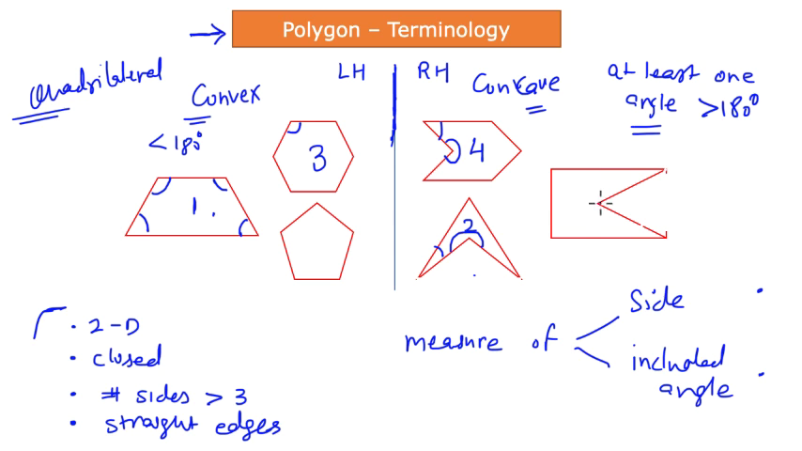So what is the included angle? If I look at shape number 5 here, for example, you can tell that this angle that I'm putting here in blue is more than 180 degrees. So this is a concave polygon, all right?